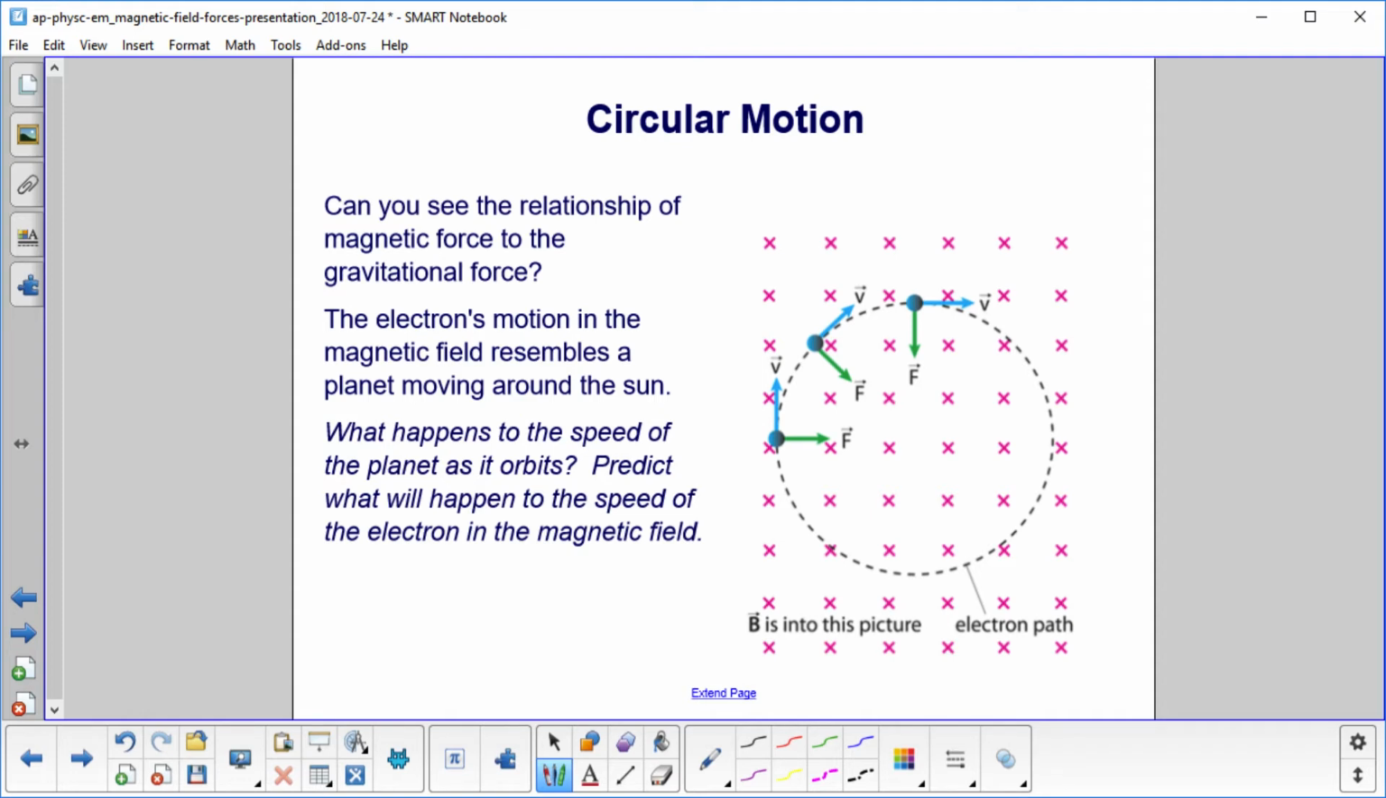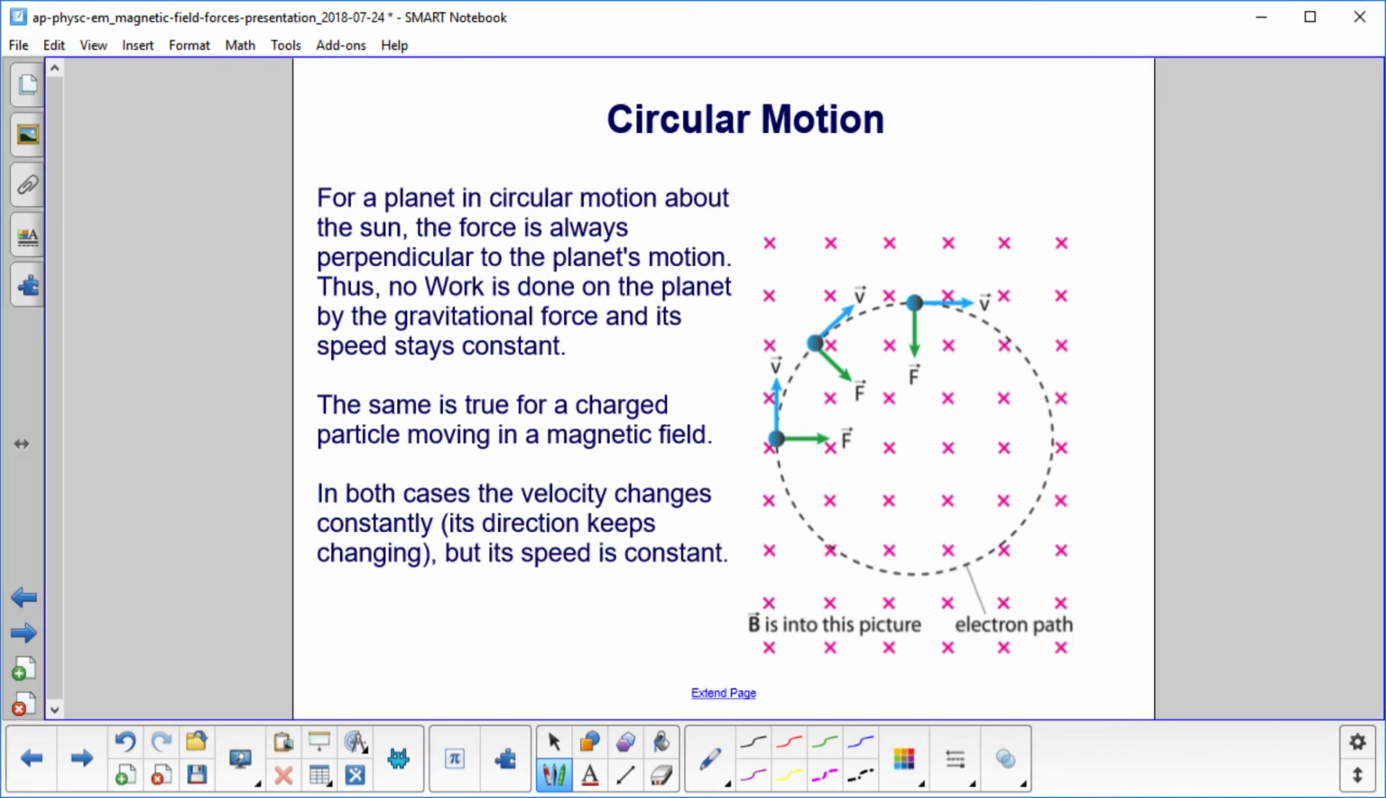Can you see the relationship of the magnetic force to the gravitational force here? The electron's motion in the magnetic field resembles a planet moving about the sun. Now let's go back to gravity. What happens to the speed of planets as they orbit? So based on that, predict what will happen to the speed of the electron in the magnetic field.